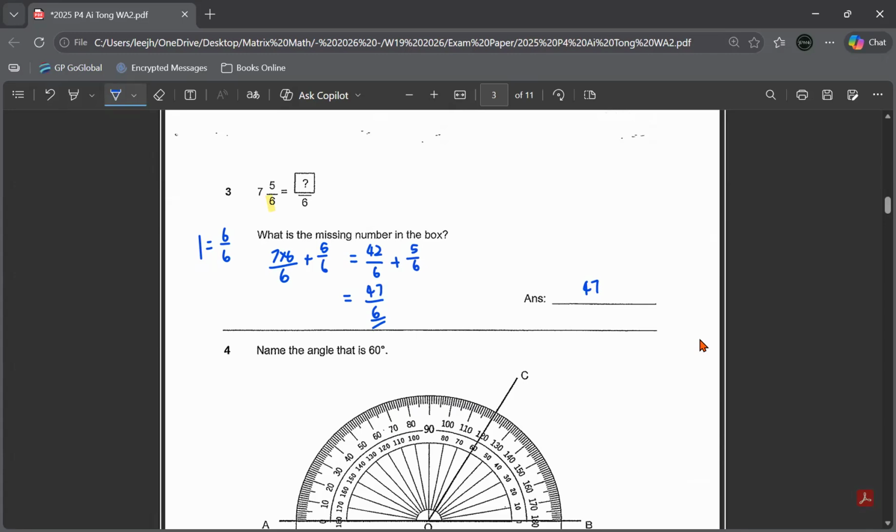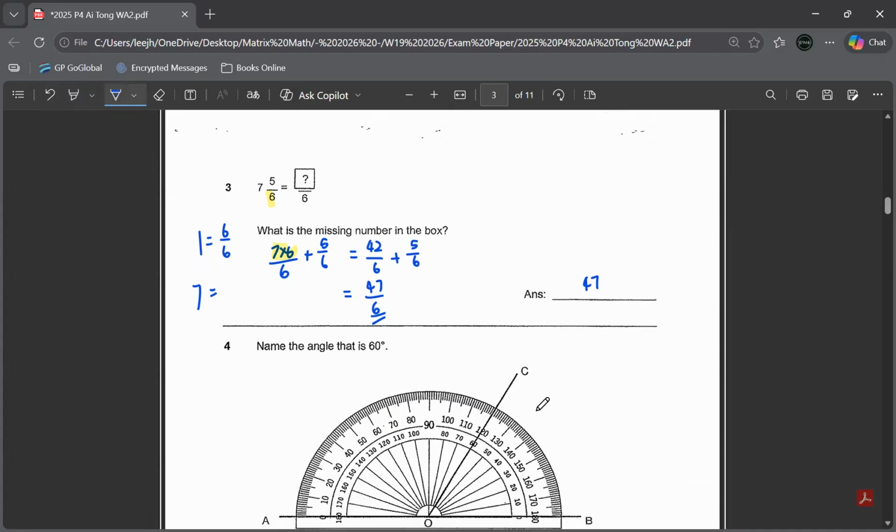Okay. So it's the same thing. 1 whole is 6 over 6, right? Here we have 7 wholes. You become 7. So 6 over 6 will be, these 6 parts, we will have 7 groups of 6, which is why I will end up with this one. Okay? So that's how it works.